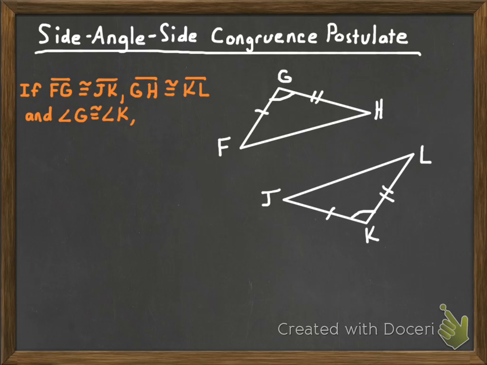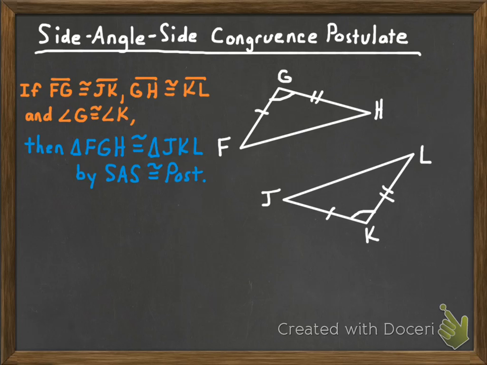Alright, so you see I've labeled the parts of the triangles that are congruent to one another. Two sides and their included angle from one triangle congruent to the same on another triangle. That makes the triangles congruent by the side-angle-side congruence postulate.